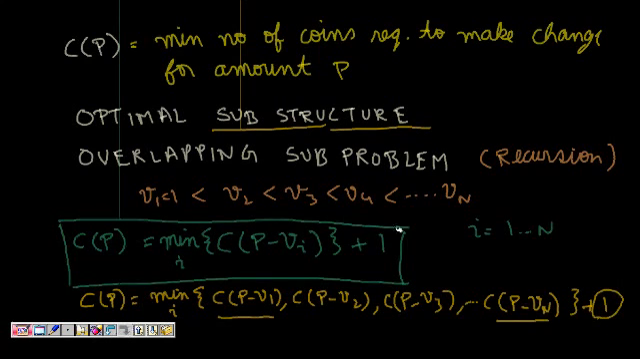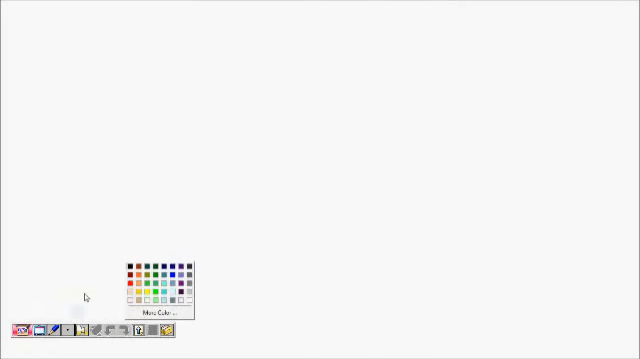So this is the powerful recursive equation, and it follows both optimal substructure and overlapping subproblem. So this is a recursive solution, and we are assuming that when I have already got optimal solutions for smaller problems or subproblems, I'm using them to find the solution of the bigger problem. So let's see this with one example.